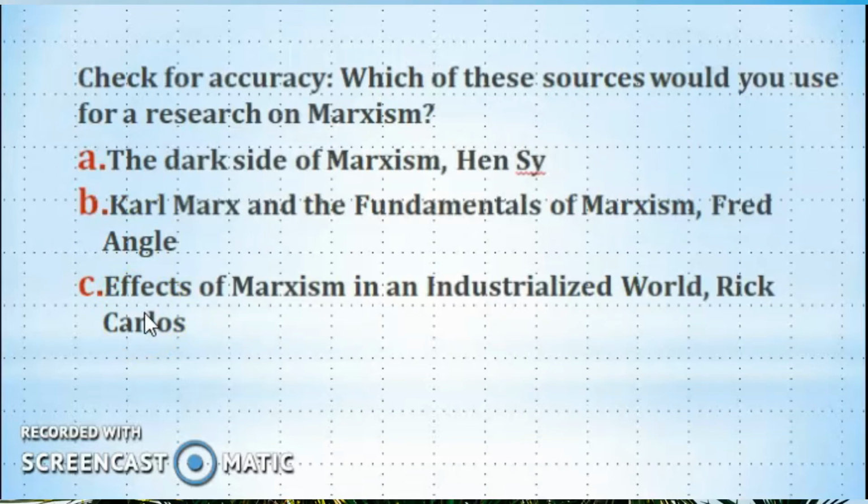Good job! The answer is letter B. Karl Marx and the Foundation of Marxism by Fred Ankel. Why? For letter A, it only focuses on the dark side of Marxism. How about the positive side? And the last one also focuses only on the effects of Marxism, not on the totality of Marxism itself. So the answer is letter B.